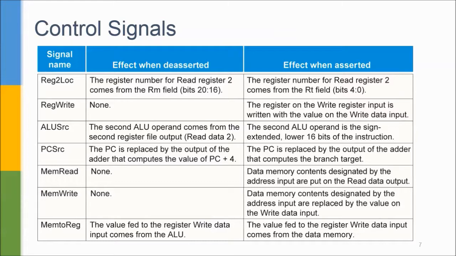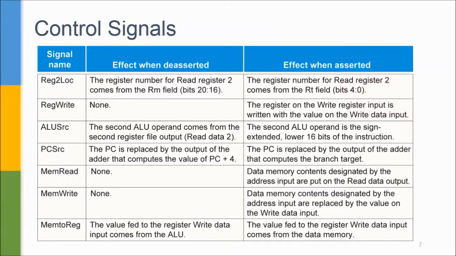When the PC is replaced by the output of the adder that computes the value of PC plus 4, then PC SRC is deasserted, and when the PC is replaced by the output of the adder that computes the branch target, then PC SRC is asserted.